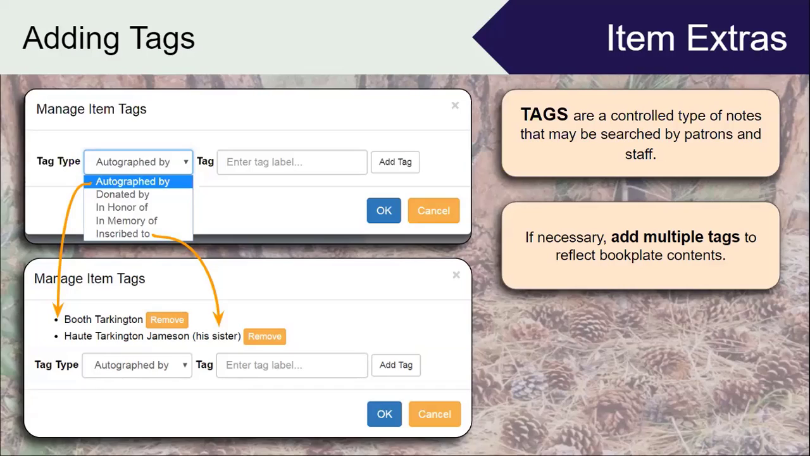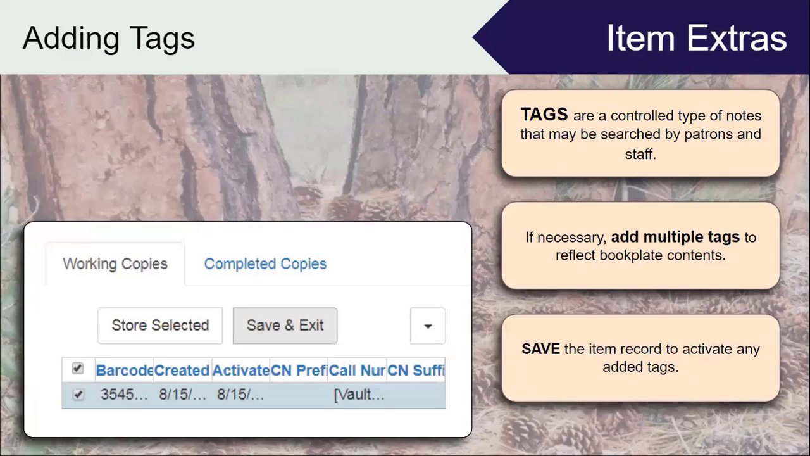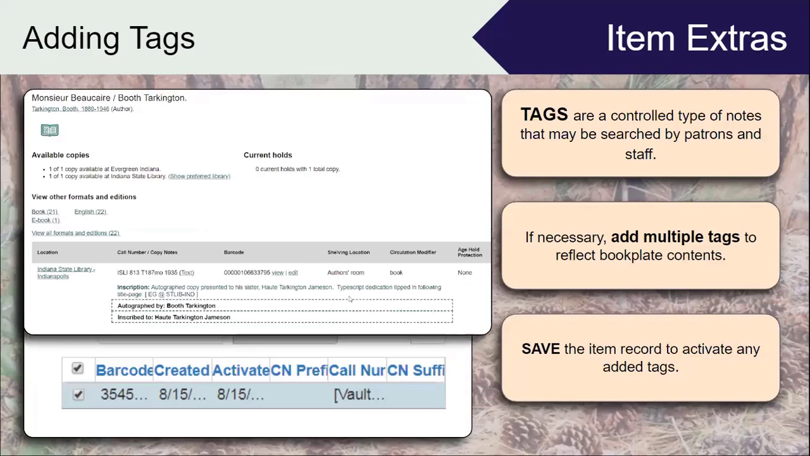Because in this case, we see we have multiple tags. We have the tag, it's autographed by Booth Tarkington, and it is inscribed to his sister. And I think I actually, then you need to make sure you save it and it will be reflected there. There we go. So in this case, it doesn't necessarily matter the order because it's just autographed. We don't see the book plate. In some cases it does matter and it renders a little bit differently.